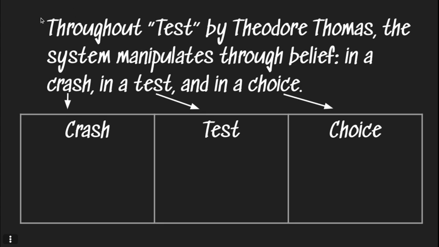All right. So if I start with the thesis statement, throughout "Tests" by Theodore Thomas, the system manipulates through belief in a crash, in a test, and in a choice, then I break those three reasons down into my kernels. My crash is a kernel, test is a kernel, and choice is a kernel. And I give them their own box on the paper during my brainstorming. Does that make sense? Pause now if you need to write any of that down, or if you need to email me with some questions.